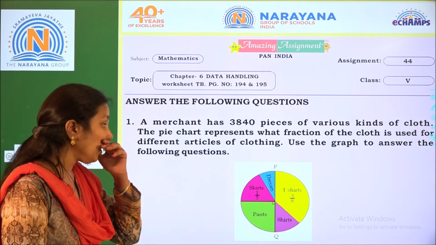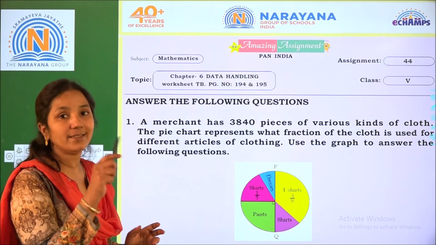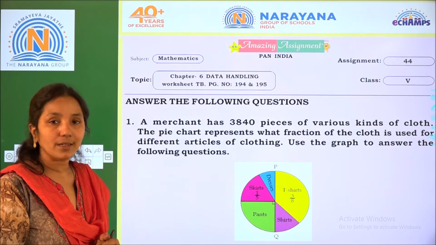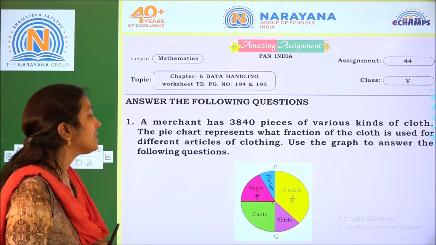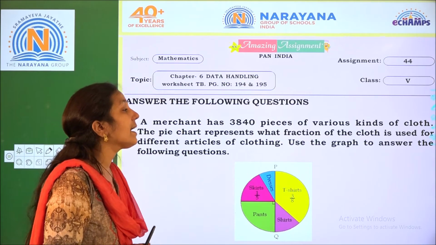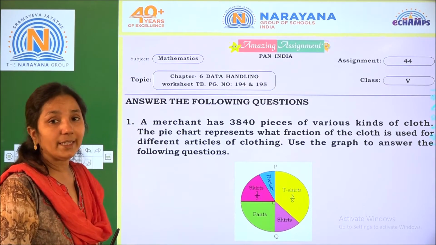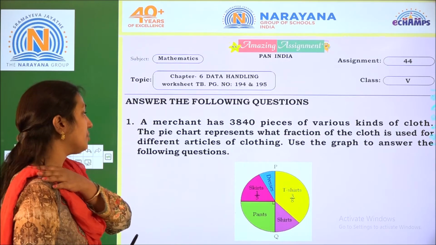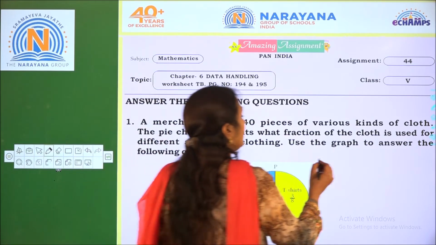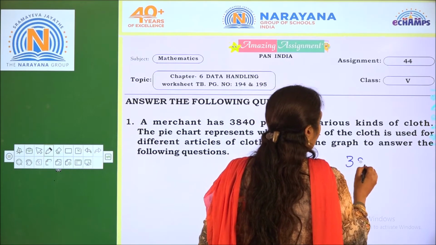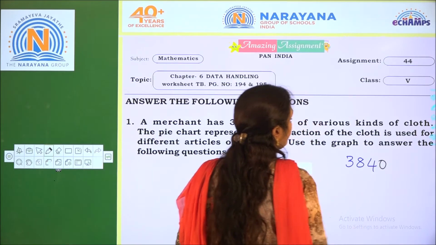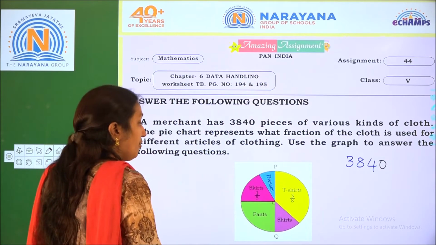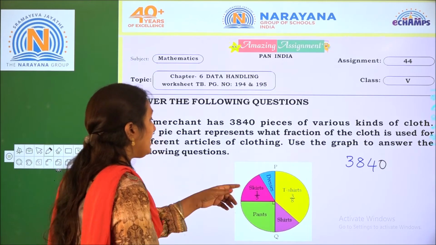So here, first, what is given? The pie chart is given, that is nothing but the circular graph. What will be represented here? The various kinds of cloth, with some fractions given. So the total pieces are 3,840. From that, the number of t-shirts.